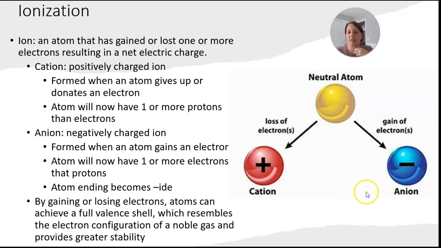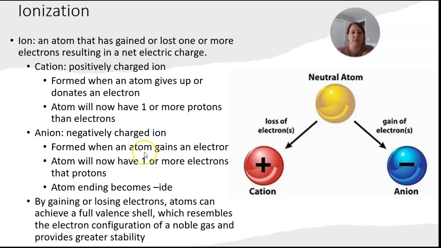The opposite is true if a neutral atom gains an electron. Now it's going to have an extra negatively charged particle compared to the positively charged particles in that atomic nucleus, so compared to the number of protons. If an atom has more protons than electrons, it's going to have a positive charge. It's going to be a cation. If an atom has more electrons than protons, it's going to have an overall negative charge, and we're going to call it an anion.